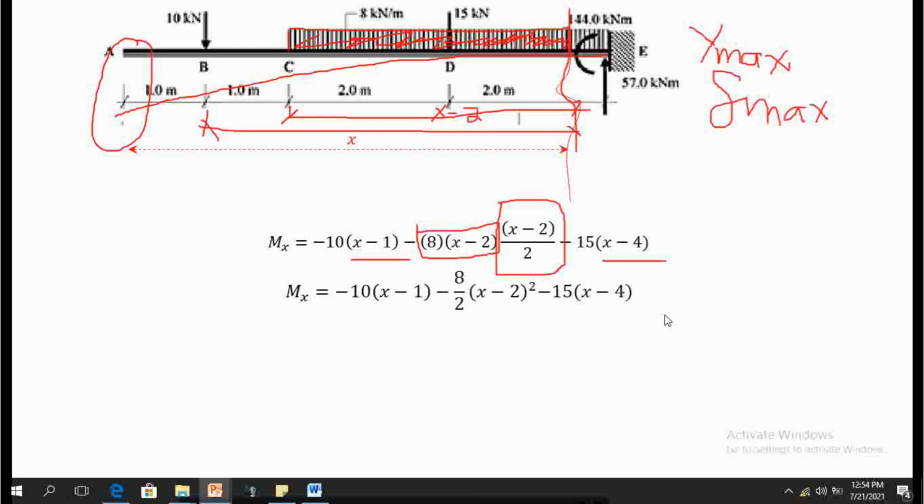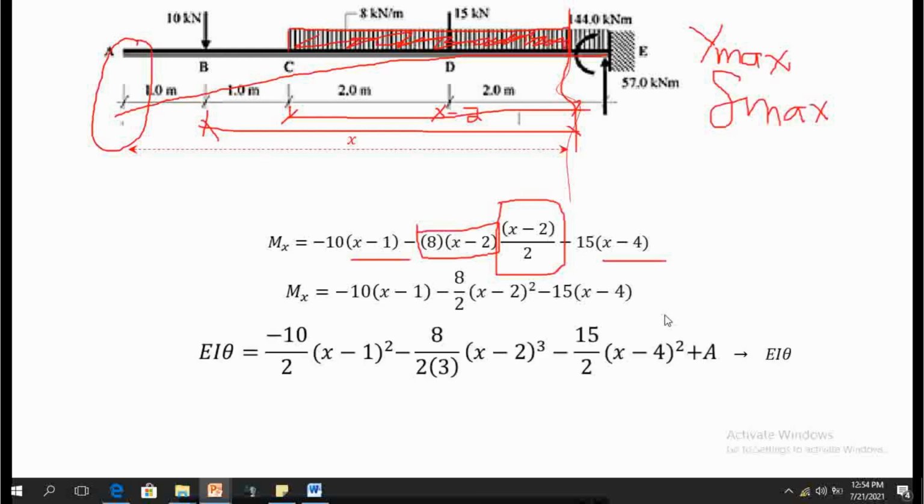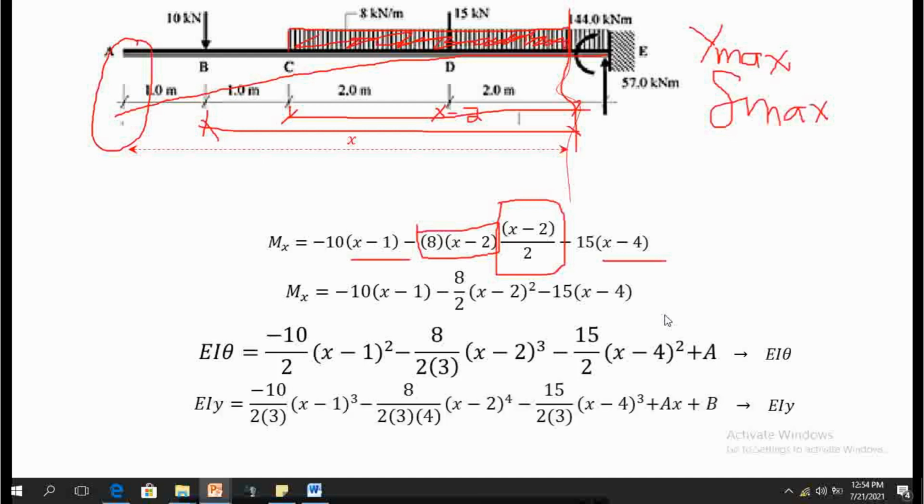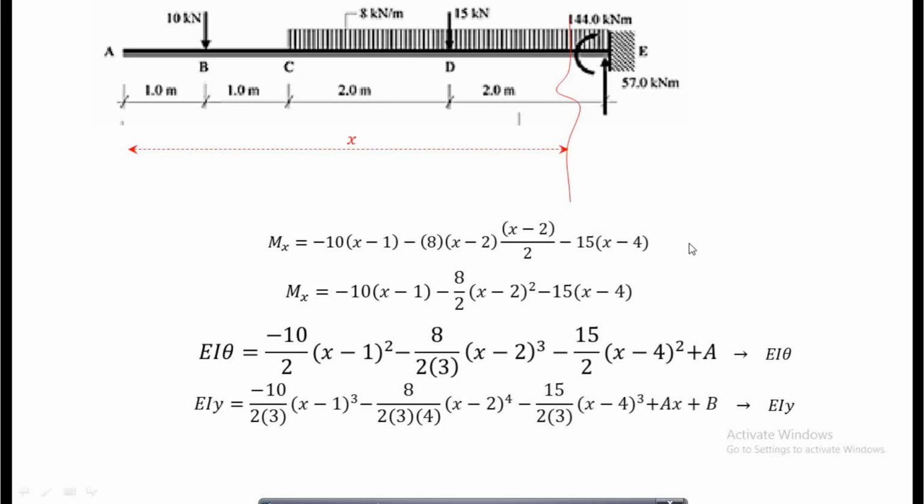So, after na nakuha nyo yung moment equation, integrate that one. The first integration, that is the equation for your slope. Okay? The second integration, that is the equation for your displacement. Again, kindly take a look at your screen. Double check if the values I have inputted are correct. Kapag na-double check nyo na, can we solve for the value of the displacement at point A?